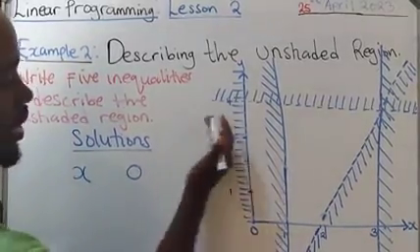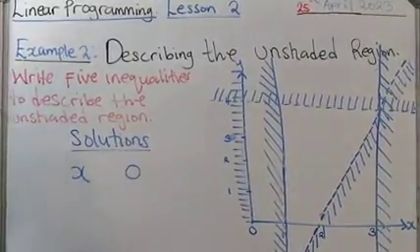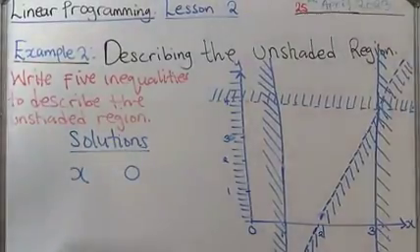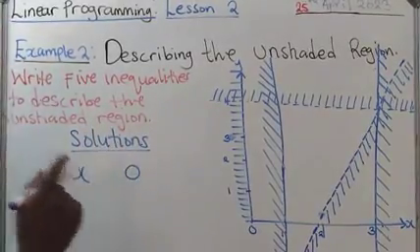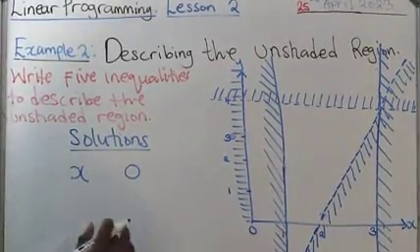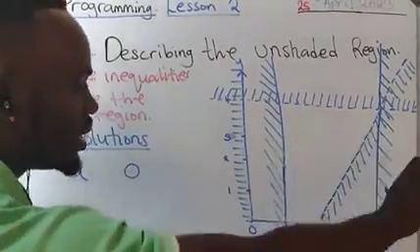So the shaded part is the less. The shaded part is less. They want you to describe the unshaded part, the opposite. So the opposite is greater.